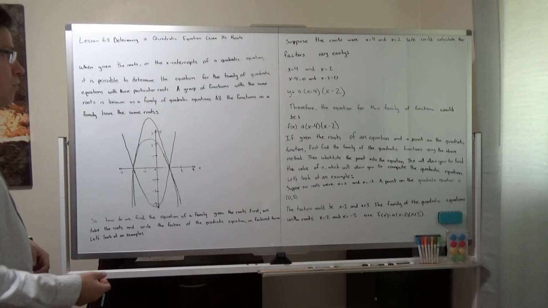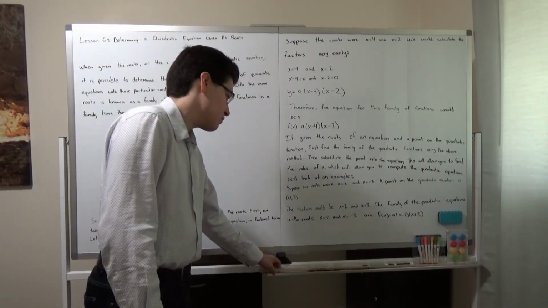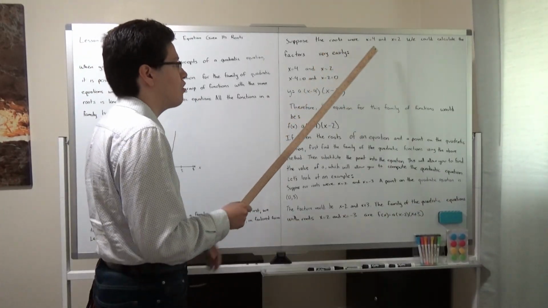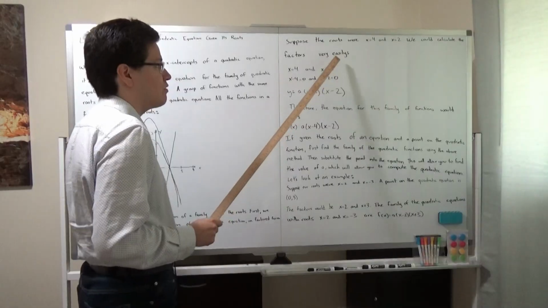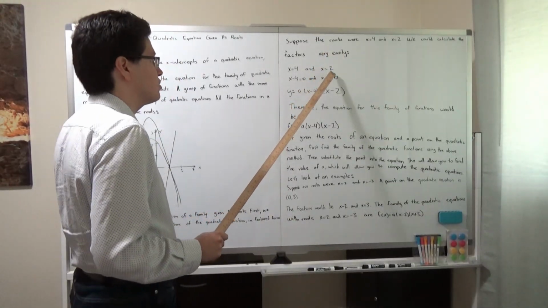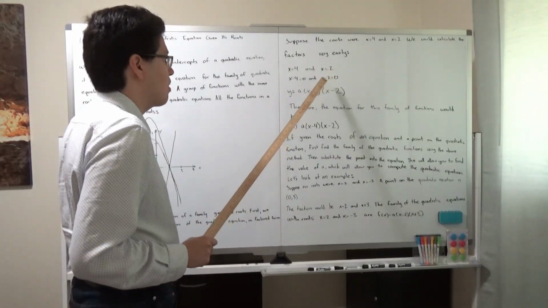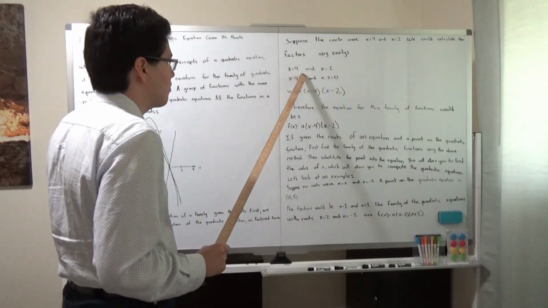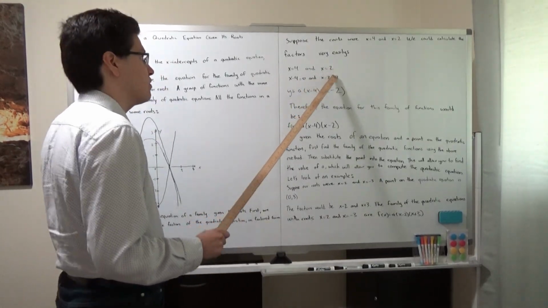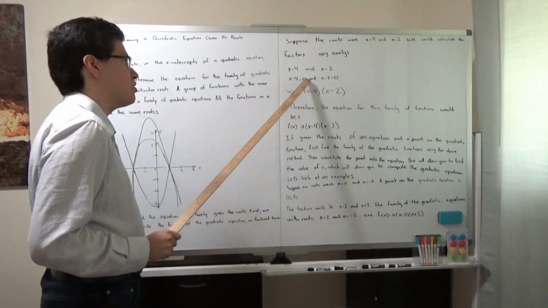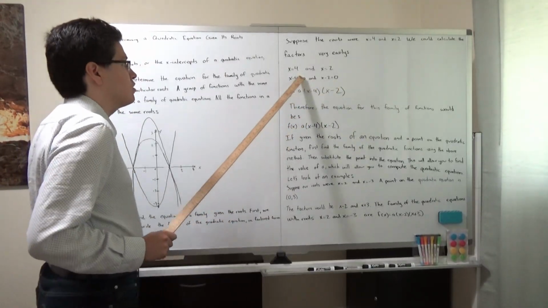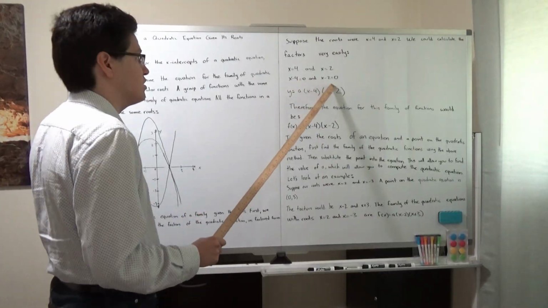Let's look at an example. Suppose the roots were x equals 4 and x equals 2. We could calculate the factors very easily. In order to calculate the factors, we move 4 and 2 to the other side and isolate for 0. So x minus 4 equals 0 and x minus 2 equals 0. So the factors are x minus 4 and x minus 2.